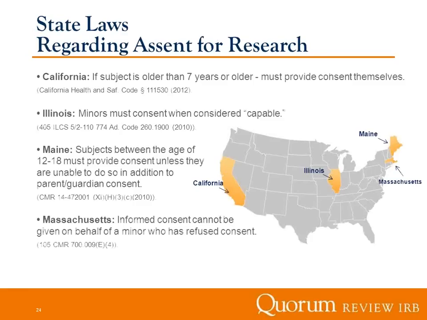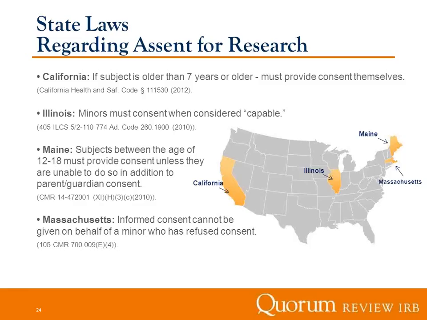Under state law, there are a few laws that I was able to identify that relate to assent that I just wanted to call out here so you can be aware. Most of these probably mirror either IRB policies or what is generally considered to be true with respect to assent. So in California, the state law actually explicitly requires that if a subject is 7 years or older, they have to provide consent. I think that's generally an age where most IRBs would consider a child to be old enough to be consulted and to be asked to provide assent. Illinois says minors need to consent when considered capable, so that's in line with the federal regulations. Maine actually requires that subjects between the age of 12 and 18 provide consent unless they are unable to. And so that may be more restrictive, depending on how you interpret that.